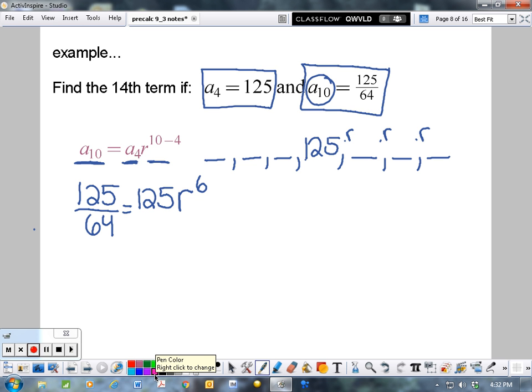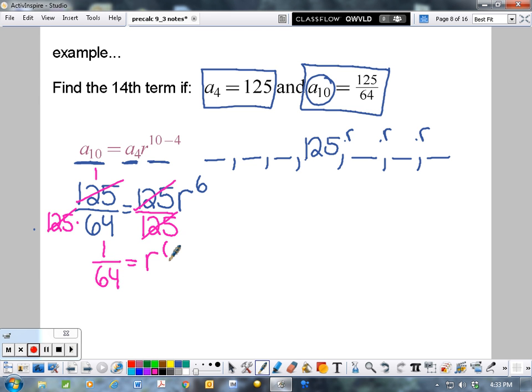The first thing I have to do is get r by itself. So I get rid of this 125 on this side. If I divide by 125 on this side, I have to divide by 125 on this side. So I'm really just going to put it on the bottom of the fraction, and those cancel out. Then over here, these will cancel out, which leaves me with something over 64. And don't forget that 125 divided by 125 is really the number 1, so it leaves me with a 1 on top. So I have 1 over 64 equals r to the 6th power.